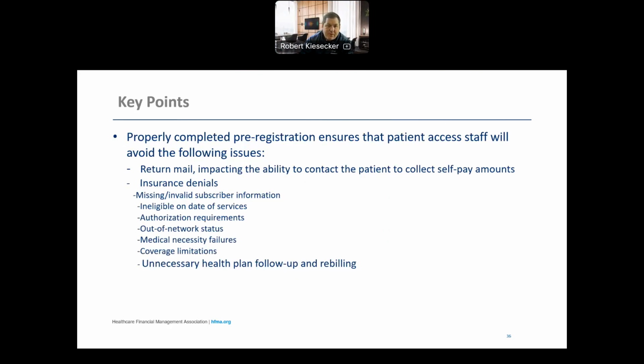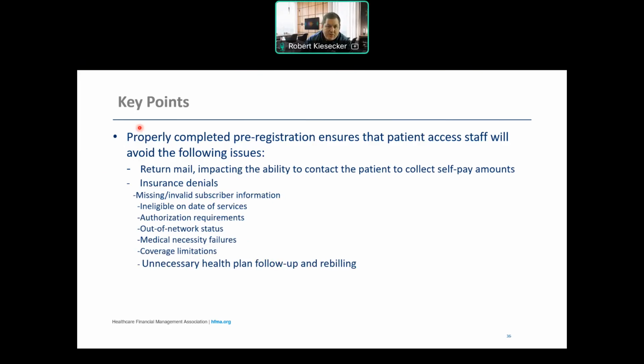So key points: properly completed pre-registration ensures that the patient access staff will avoid the following issues: return mail, impacting the ability to contact the patients to collect self-pay amounts; insurance denials, missing or invalid subscriber information, ineligibility for the service, authorization requirements, out-of-network status, medical necessity failure, and coverage limitation; and unnecessary health plan follow-up and rebilling.